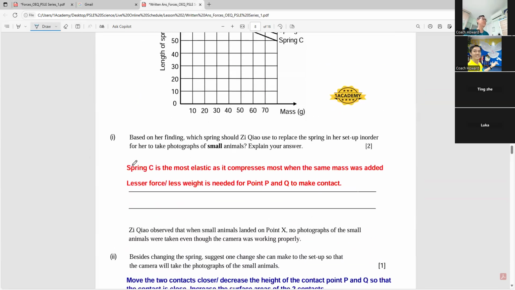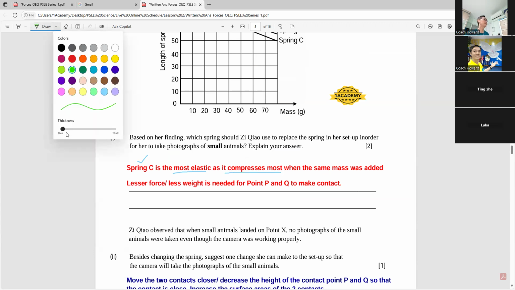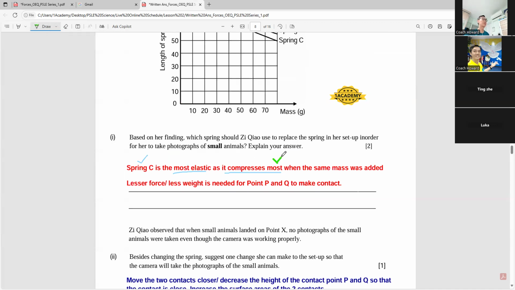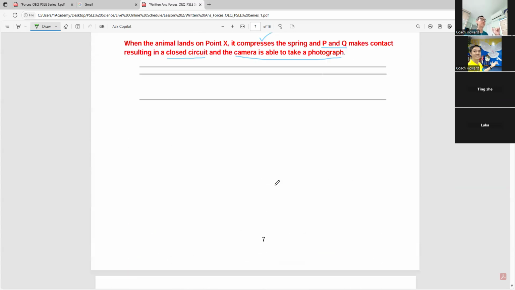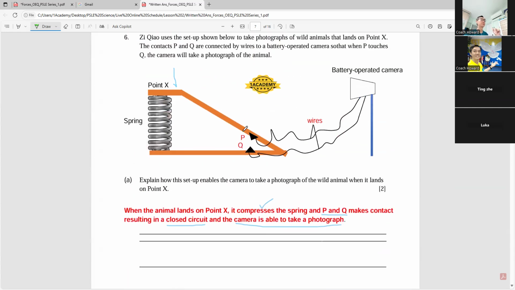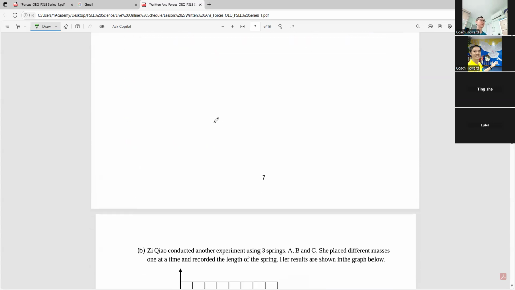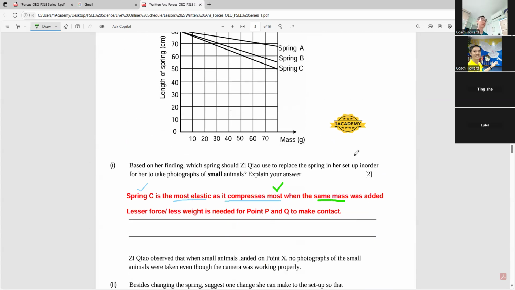spring C is the most elastic. Why? Because it compresses the most. So similarly, use a superlative to describe. Compresses the most when the same mass was added. So it means lesser weight is needed for point P and Q to make contact. So P and Q refers to the diagram here. Okay, so you must answer in this manner. Then you will get the 2 marks.